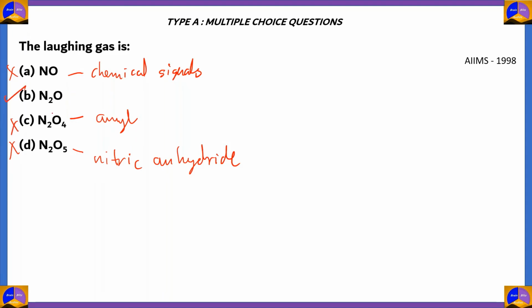This is known as nitrous oxide, and technically it is dinitrogen oxide, dinitrogen monoxide. This is used in anesthesia, along with oxygen. So therefore, this is having the nickname laughing gas.